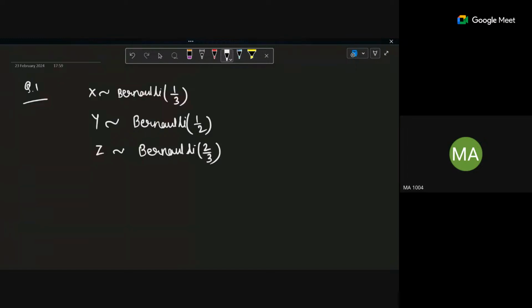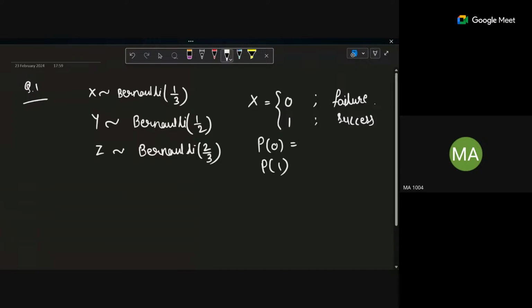Okay, so X will take value 0 and 1, right? Because it's a Bernoulli, so it will have only two outcomes. 0 for the failure, 1 for the success; this is the general notation, that's why we write it like that. And the probability at 0 is what? And the probability at 1 is what? For X, probability at 0 is 1 minus 1 by 3, that is 2 by 3. And the probability that X takes value 1 is 1 by 3, okay?